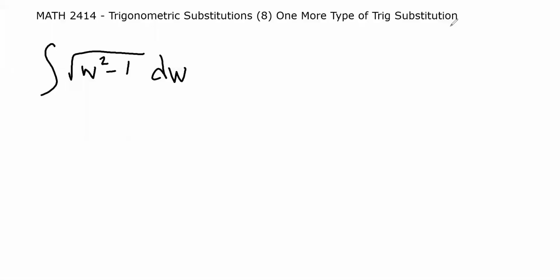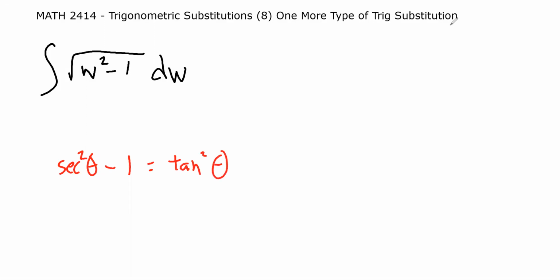I've got an integral involving the simplest type of square root that's going to prompt this substitution. The integral of the square root of w squared minus 1 dw. Again, our motivation is to try to find a trig identity that will allow us to collapse this binomial down to a monomial, 2 terms to 1 term. So we want a trig identity that one side of it contains something minus 1. That trig identity is secant squared theta minus 1 equals tangent squared theta.